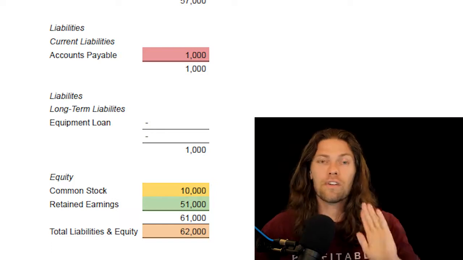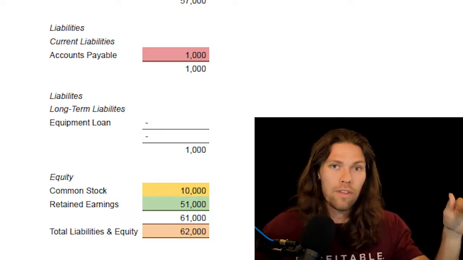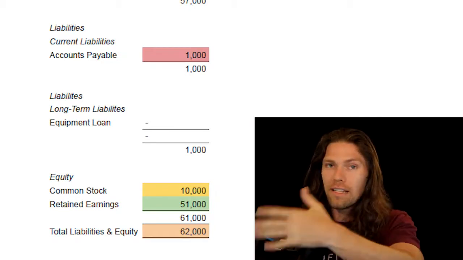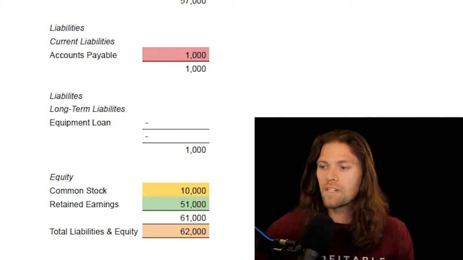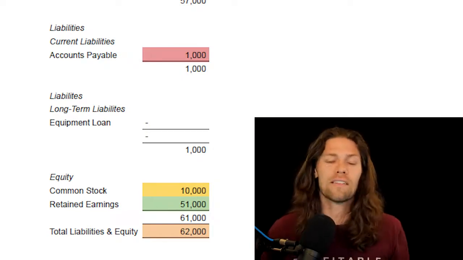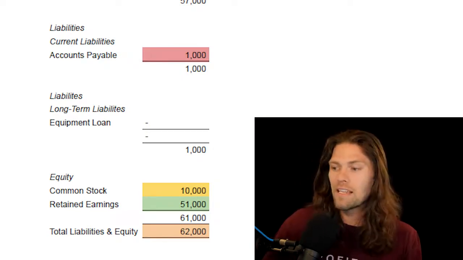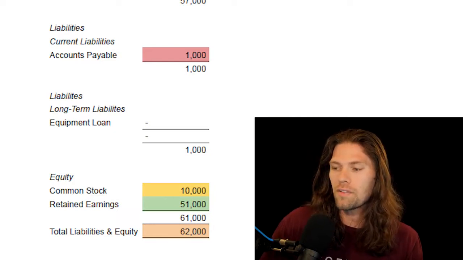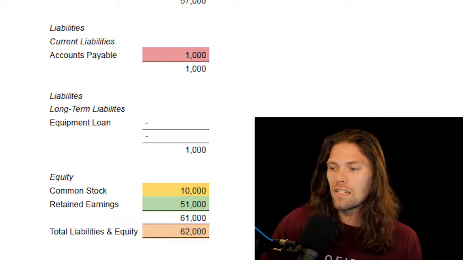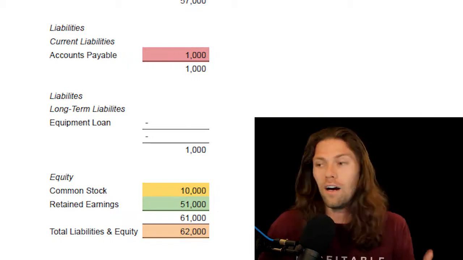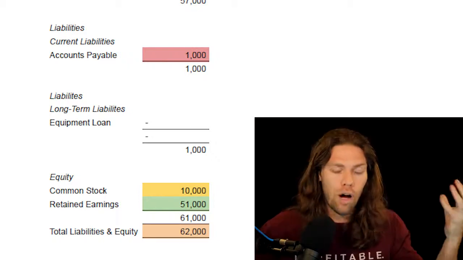So that $10,000 that I added to the company needs to be factored into the net worth because, of course, it's within the company's accounts. Retained earnings is the total of the company's profits and losses since the beginning of the company. In this case, it is $51,000. And that $51,000 plus $10,000 in common stock gives us $61,000, which is the total equity, the total net worth of the company after all conversions.